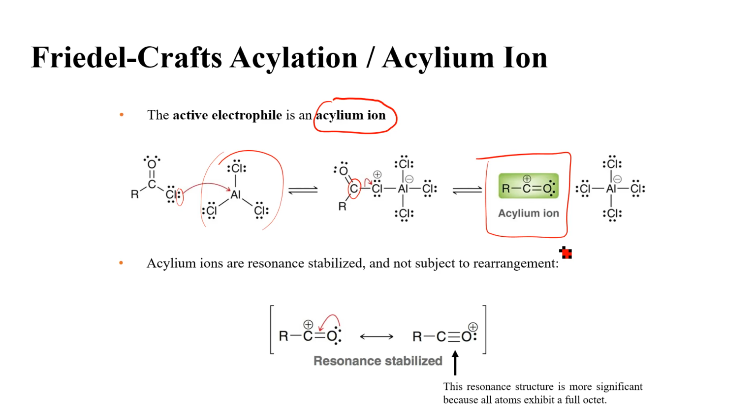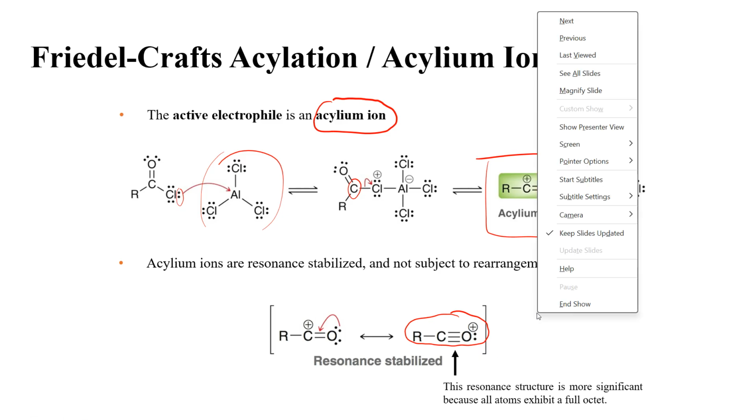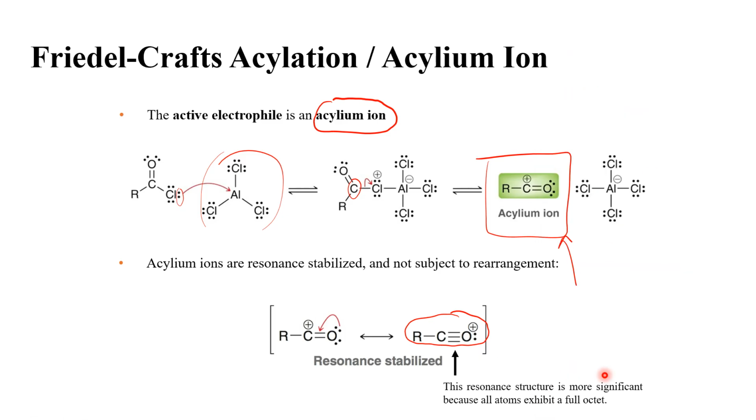Now, what's nice about this ion relative to the carbocation that we saw before is that this one is resonance stabilized, right? Notice that you can draw a resonance structure of this acylium ion. These are the same thing, right? And because they're the same thing, you can see now this lone pair can be delocalized to form this resonance structure. And this resonance structure is actually the more significant resonance structure because all the atoms have an octet, okay? So this is the active electrophile.